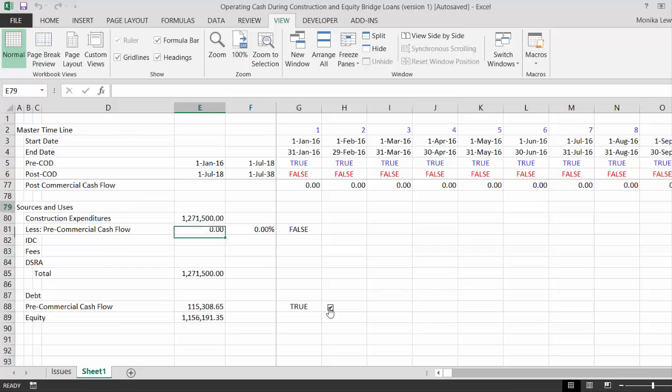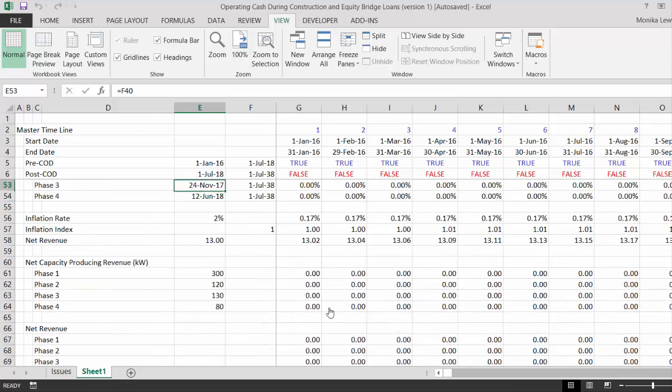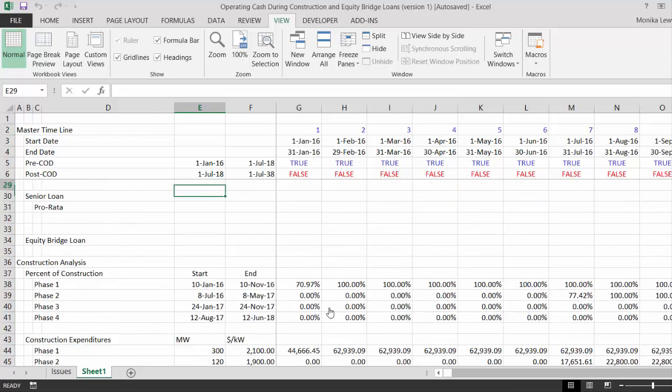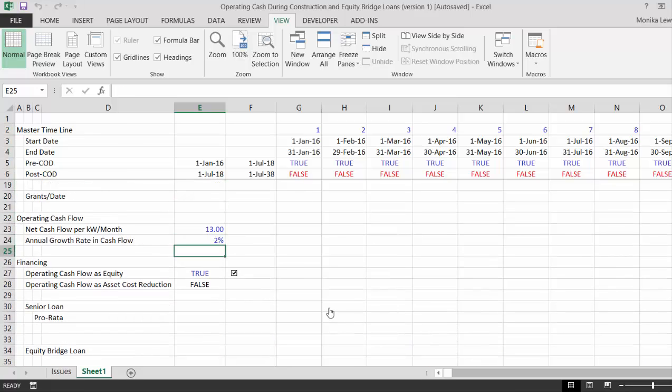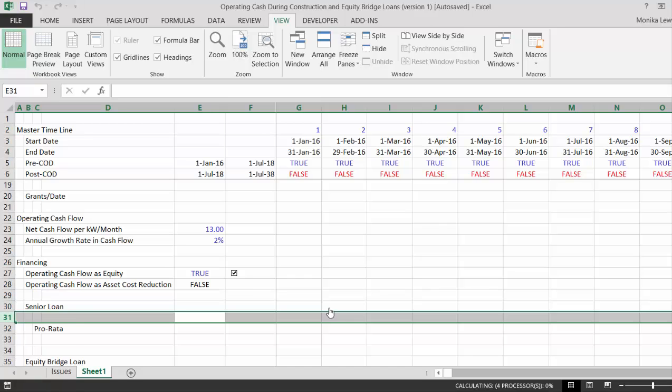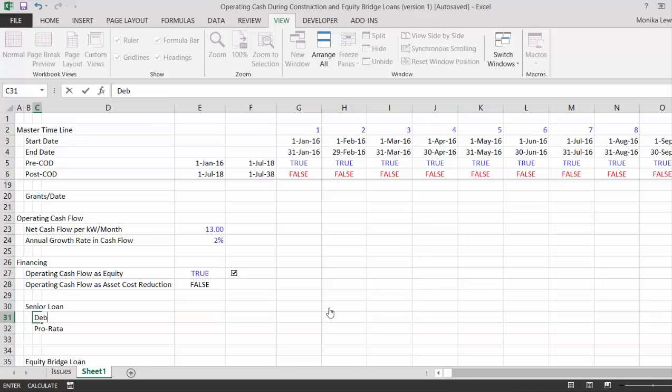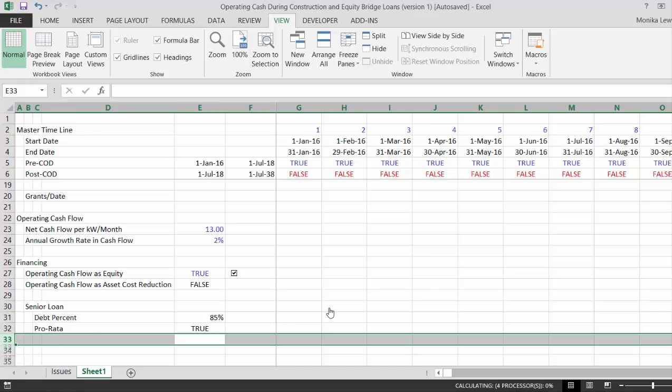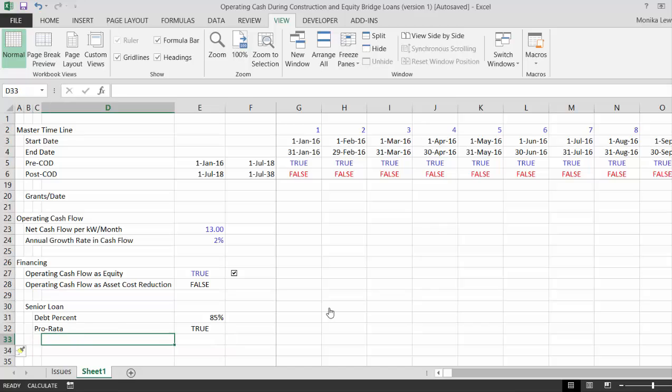Okay, but now let's put some debt in our analysis. Let's say that our senior loan will put a debt percent, and I'm going to make it pretty high. Let's make it 85% to make it interesting. And then when we fund the construction with debt, we'll just make it pro rata. And let's not worry a whole lot about the repayment.